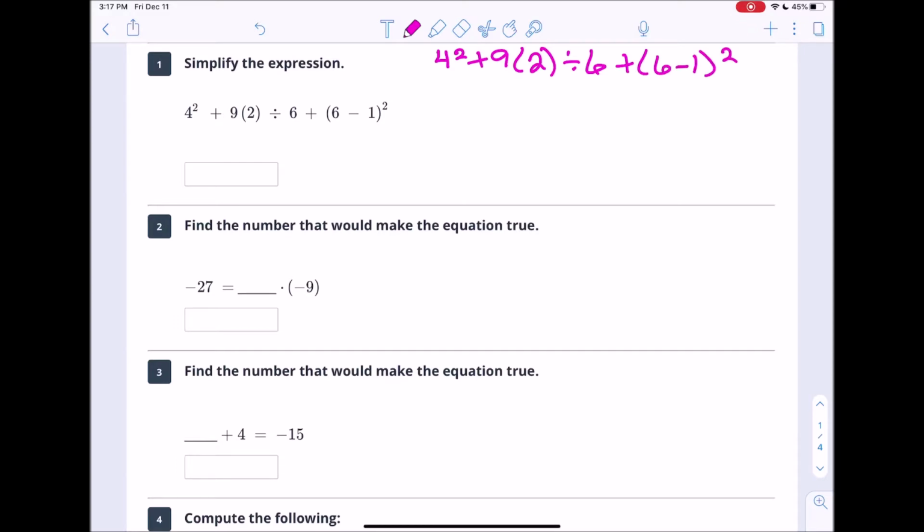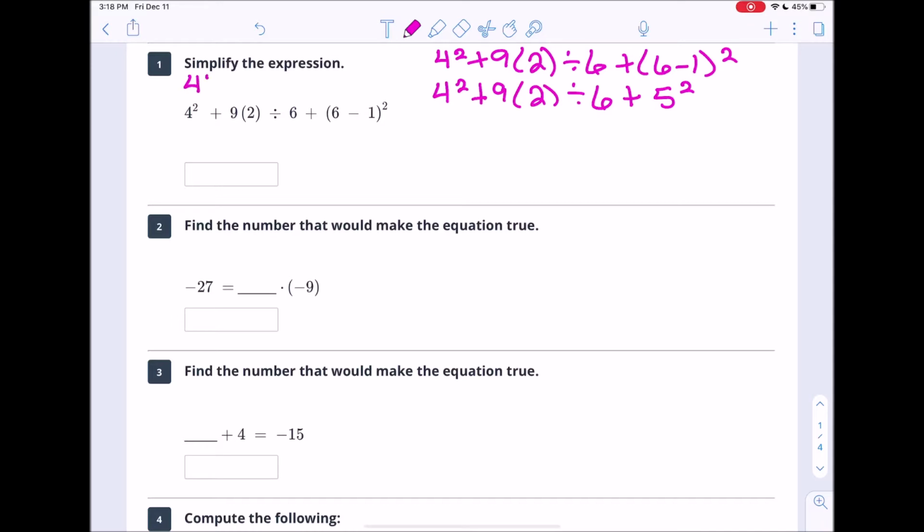Okay, so remember, in order of operations, you do parentheses first. So the parentheses in this case would be that 6 minus 1. So I'm going to go ahead and just rewrite the other parts of this problem. Okay. Second step is exponents, and we have 2 sets. We have an exponent on the 4 and on the 5, so I'm going to do those next.